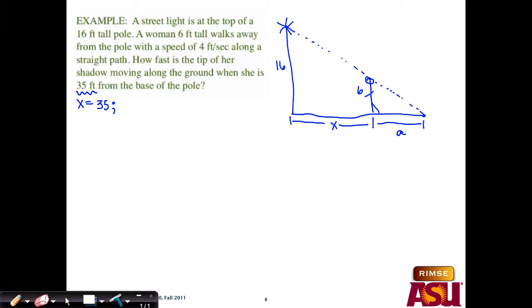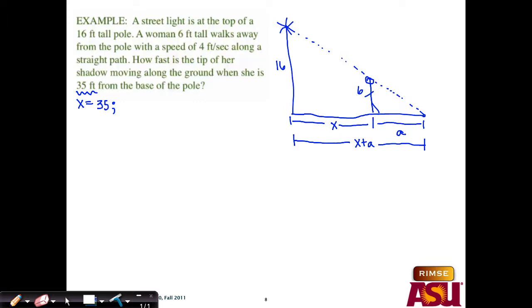x plus A would be the whole length here. There are different ways you could set this up. I just kind of arbitrarily made that; I could have called this whole length x and made this something else, and have one of those be subtracted from the other. But those lengths are all related. At some point in time, x is 35, so I want to have some place to substitute that in eventually that's easy. What I'd like to know is how fast the tip of her shadow is moving along the ground.